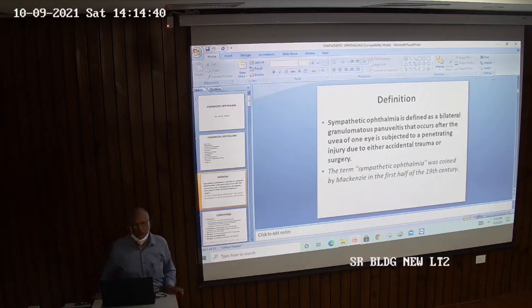So here there are three things in sympathetic ophthalmitis. One, there must be injury to the uvea, a dangerous area, the ciliary body is there. Second, granulomatous uveitis, granulomas are formed. And third, the panuveitis. These are the three features of sympathetic ophthalmitis.